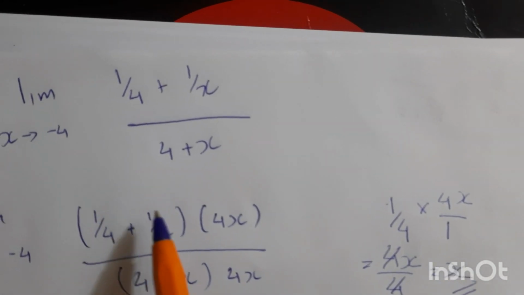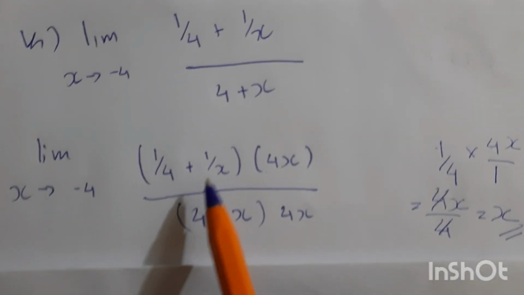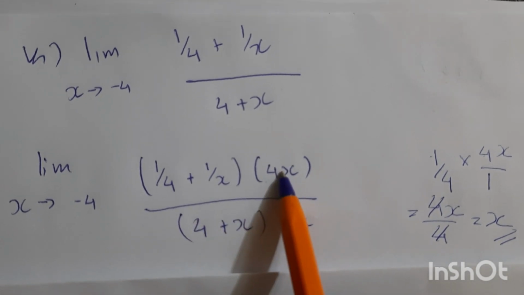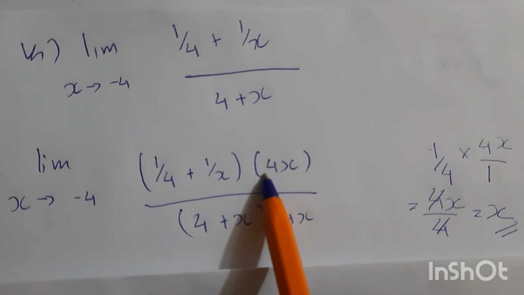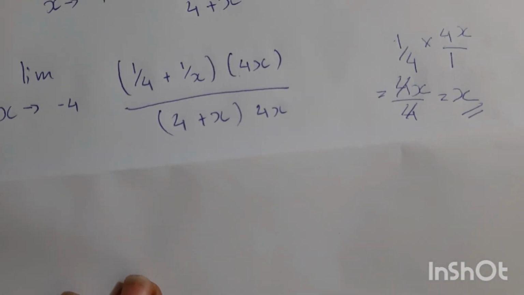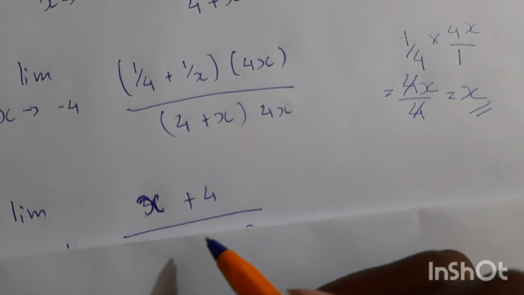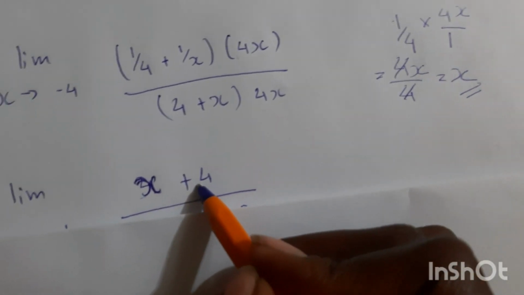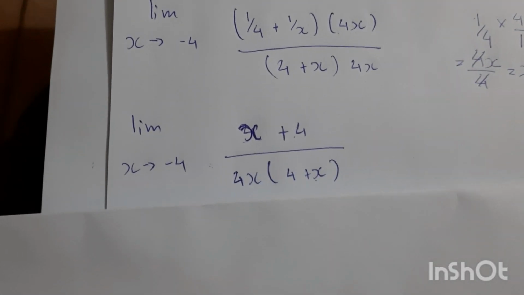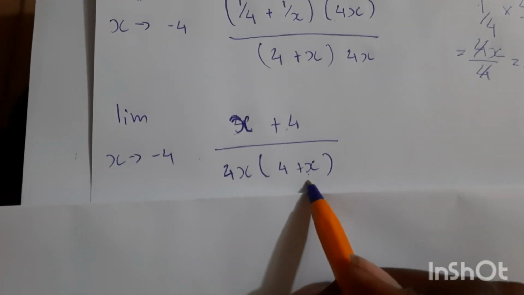Same thing if you say 4x times 1 over x. They'll multiply, but the x will cancel out the x on top, which will leave you with 4. So what you'll get at the end of it all is x plus 4 in the numerator, and in the denominator you have 4x, open brackets, 4 plus x. So this is what we get.